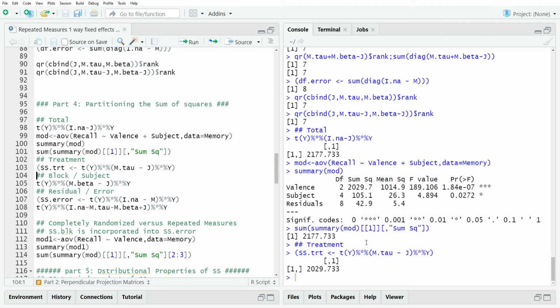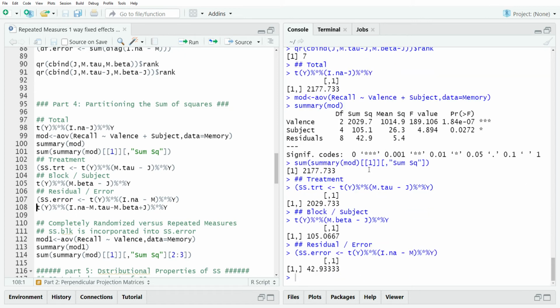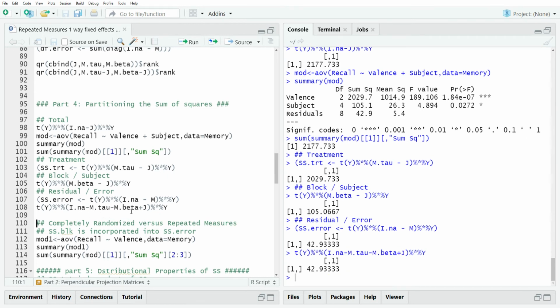Now the treatment sum of squares is 2029, which is equal to what we get in the ANOVA table. The block sum of squares is M beta minus J, and that's 105, so it's the same. The error is y transpose I minus M, and it's 429.9. But notice here I use I minus M, but we could use I minus M tau minus M beta plus J, because that's the structure of M. We get the same thing.